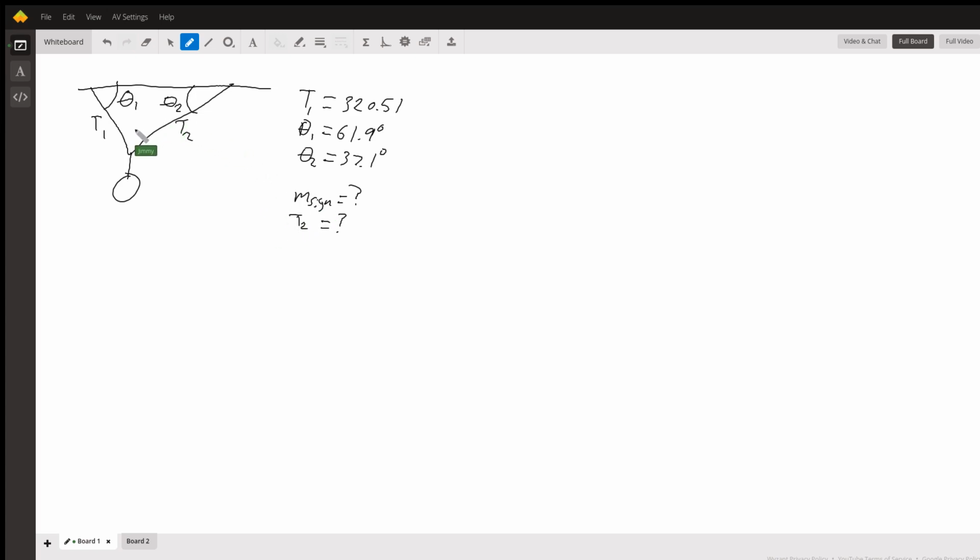The tricky part here, I think, is just identifying where to draw your force diagram, which will end up being right here. You're going to want to draw the forces surrounding just that point of connection. It'll be the ropes, tension 1 and tension 2, and your sign.